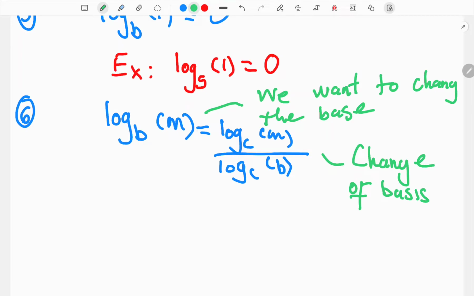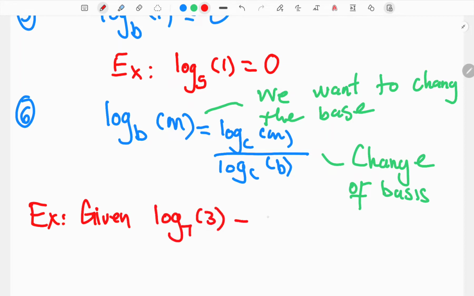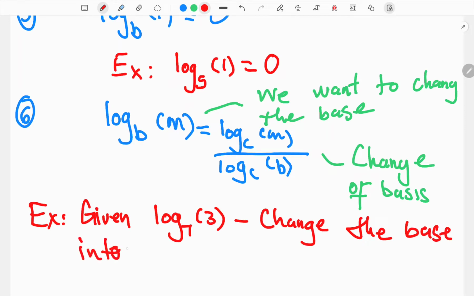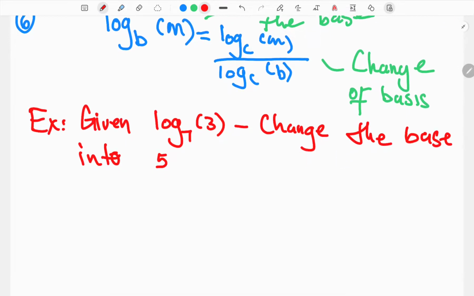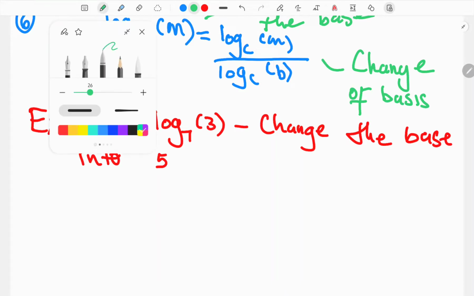Let's do a quick example. Let's say you are given log base 7 of 3, and you need to change the base into 5. So okay, let's change the base. We're given log base 7 and then 3 inside. Let's use green to solve this problem, or let's look for another cool color.